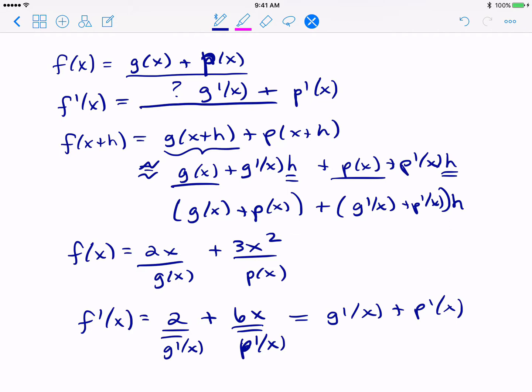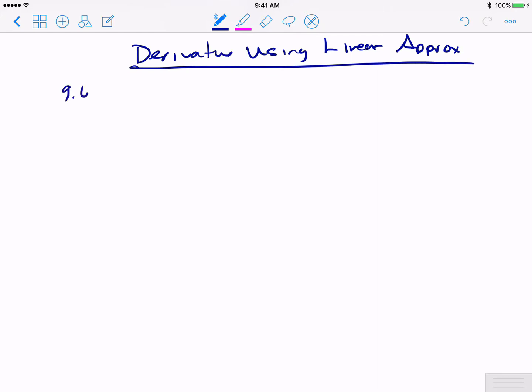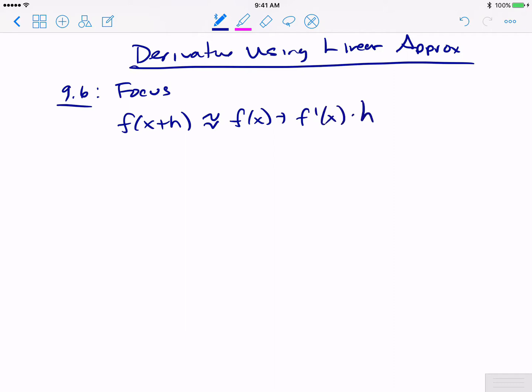The last thing you would need for this section, so what we are doing is the derivative using the linear approximation method. That is the method that I am doing in this section. So section 9.6 is basically just utilizing the formula. It's just focusing on the formula f of x plus h is approximately f of x plus f prime of x times h. And there is another YouTube video you can watch on the approximations, but essentially the key example here is this.